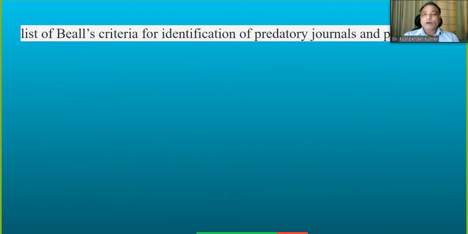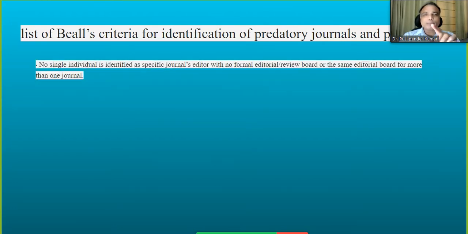Now what do we need to do, what is the solution? You all said you don't know about predatory journals. So here are Beall's criteria. Now you can identify which one is predatory and which one is not. We have a list, so listen carefully. This is from an examination point of view: how to find out that a journal is a predatory journal. Listen carefully. No single individual is identified as a specific journal editor, with no formal editorial review board, or the same editorial board for more than one journal.